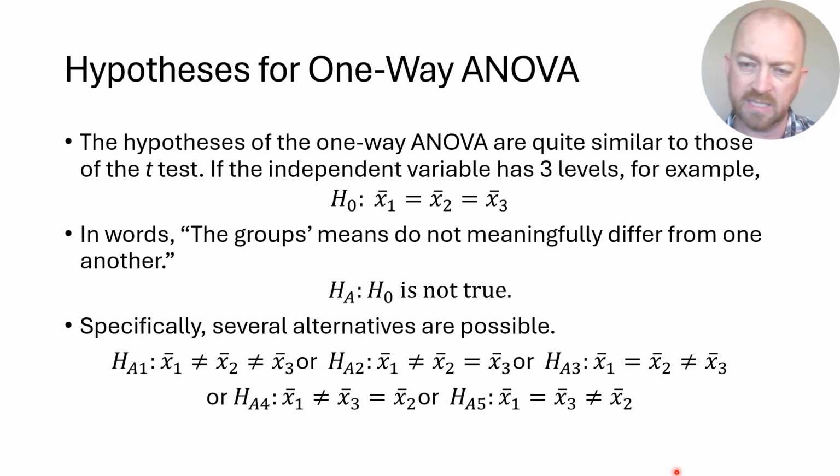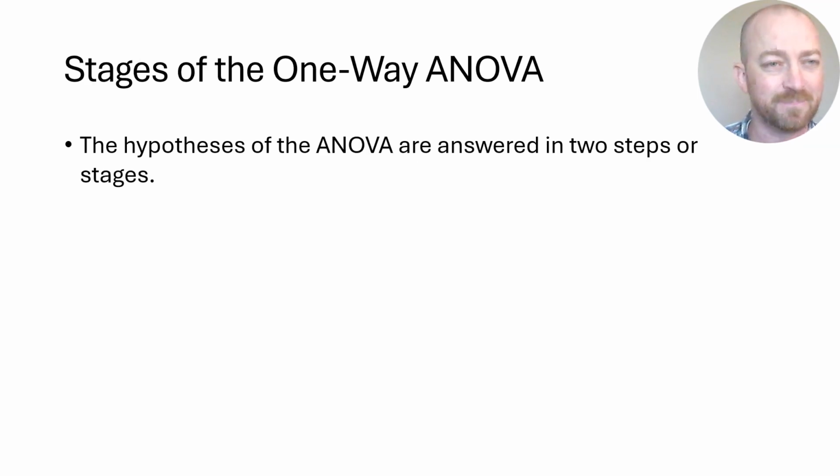Anyway, the idea here is that with 3 means, we've now opened up a world of possibilities as to where these differences lie. Now, that's important for later, however. When just stating the null and alternative hypotheses, you can essentially just use this as the alternative. Which of these possibilities is true, we'll figure out later. I'll show you that in a second.